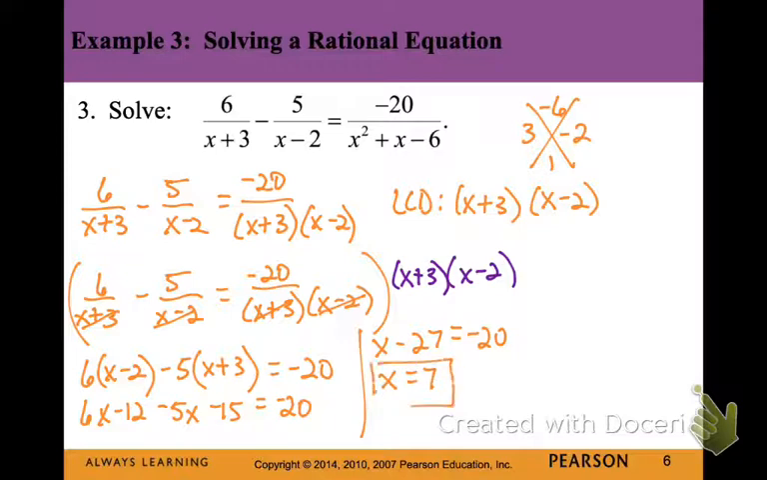So x will equal 7. And then I can put that back in and see that that will check. Also, with rational equations, what I'm really looking for is if I plug that in for x in any of my expressions, that I do not get 0 in my denominator.